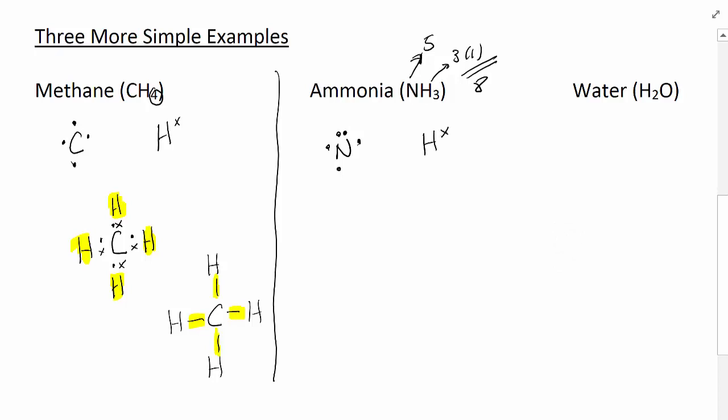If we put that together, you can imagine now that each one of the hydrogens is going to be able to go into these spots right here and make a single bond with each of those unpaired nitrogen electrons. So we would draw the Lewis structure as such.